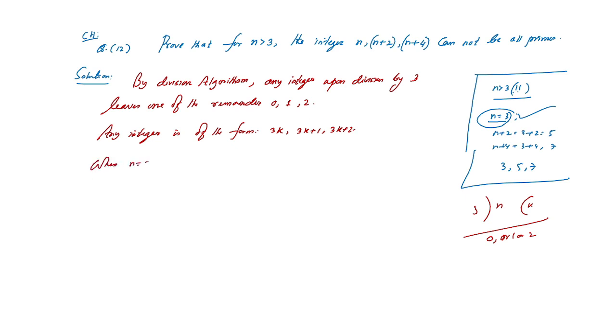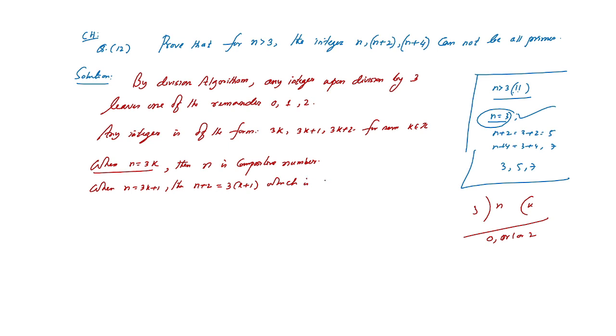Now when n equals 3k for some k belonging to Z, then n is a composite number because it is a multiplication of 3 and k. Okay, when n equals 3k plus 1, then n plus 2 will be 3 into k plus 1, which is also a composite number, because it is a multiple of 3, 3 is an integer greater than 1, and k plus 1 is an integer.